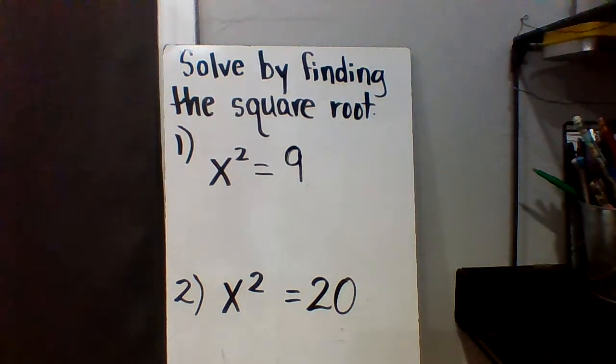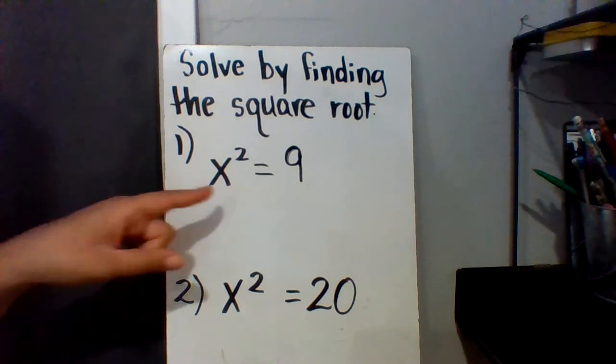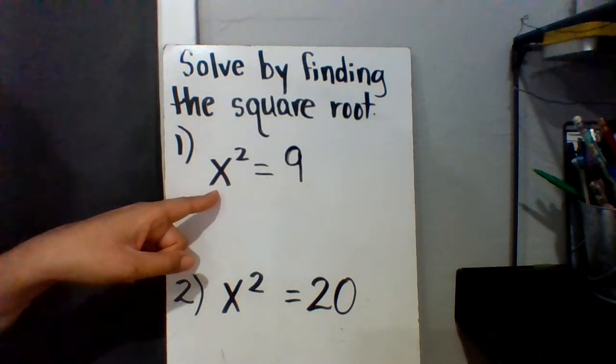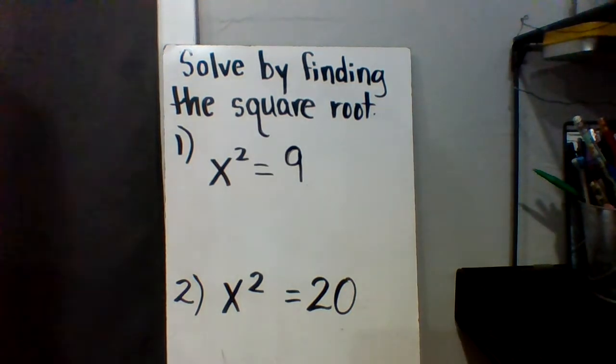In this lesson, we are asked to solve by finding the square root. And so for these problems, think of your old regular solving for x type of problems. You can do it that way because you only have one type of x here. So we have x squared equals 9.